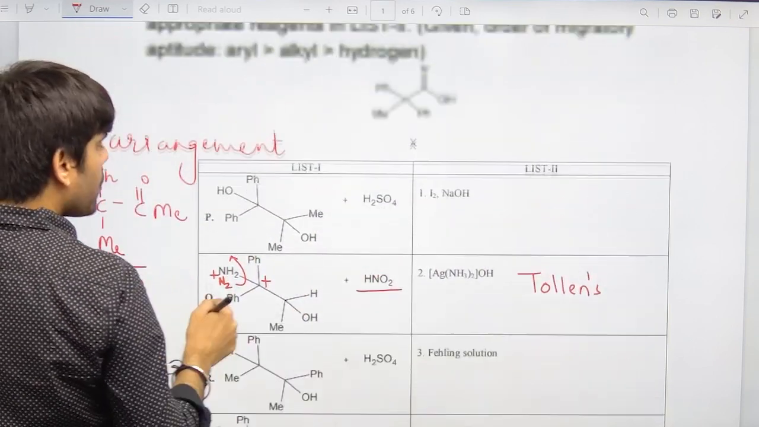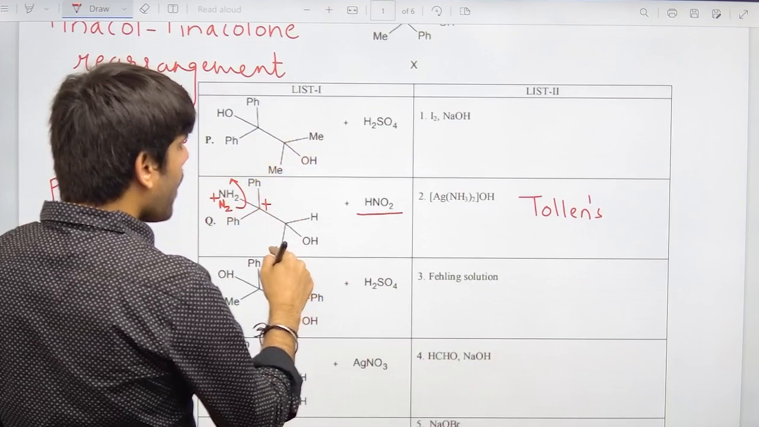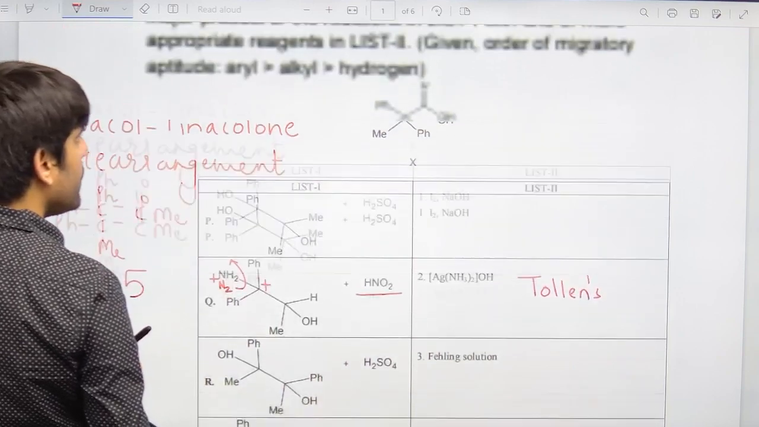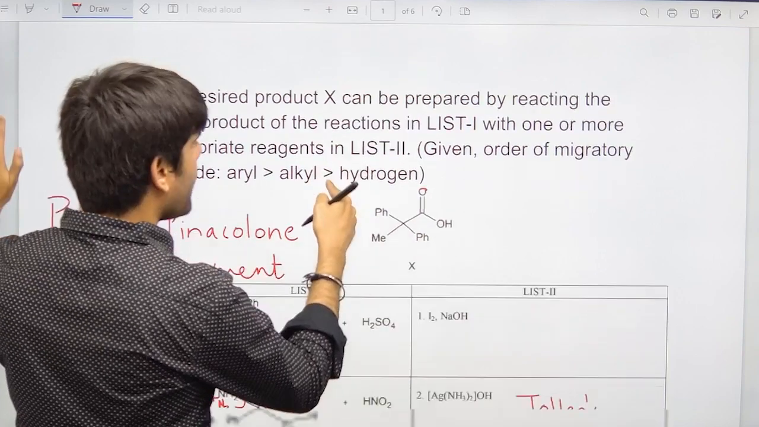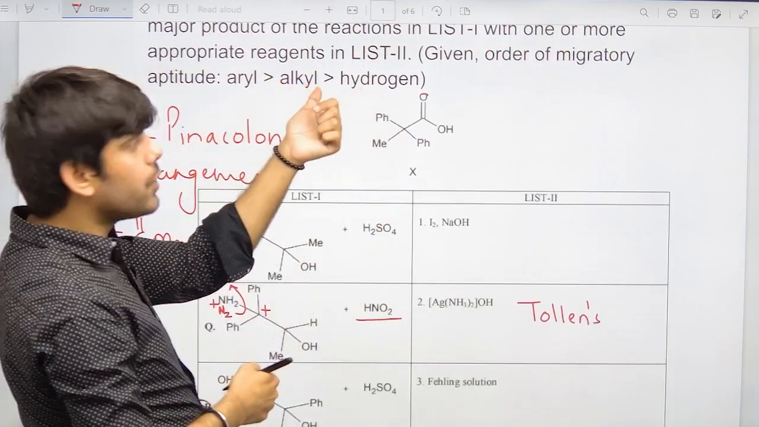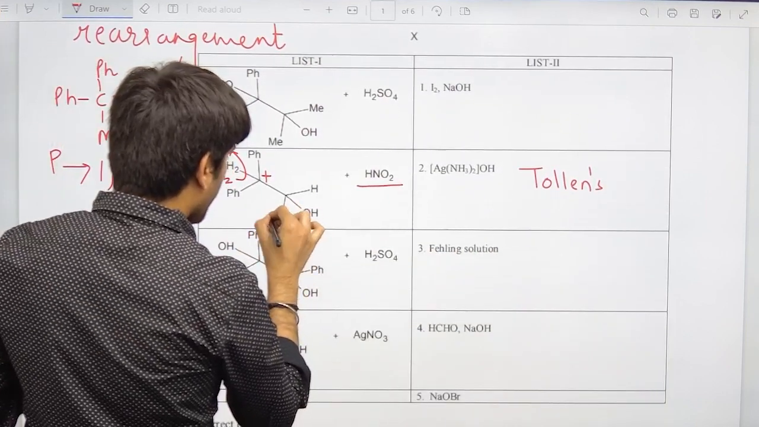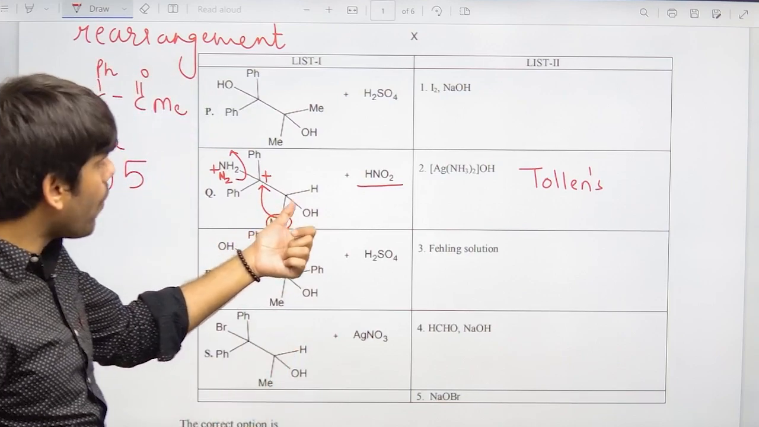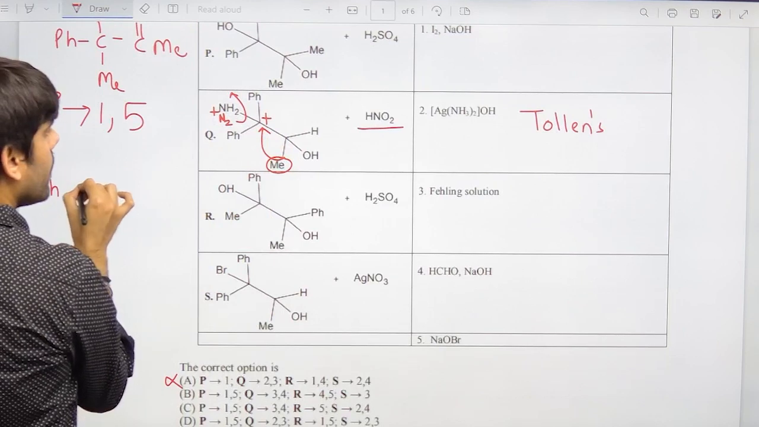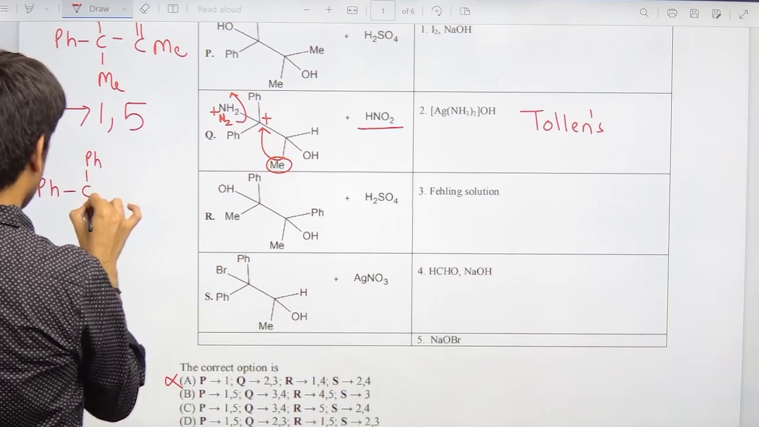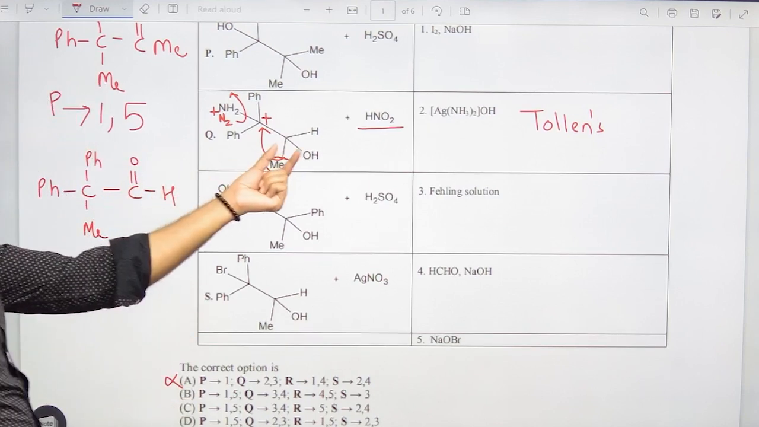Now, which group will migrate? Because in the previous reaction, I had 2 methyl. Right. Here I have 1 methyl and 1 H. So if you see this migratory aptitude given in the question, alkyl will migrate in a better way than hydrogen. So basically the migratory aptitude is more for alkyl, right? So this will migrate, right? And this time, instead of a ketone, you end up getting an aldehyde. So this is what we will get in this Q reaction. This time I end up getting an aldehyde instead of ketone.